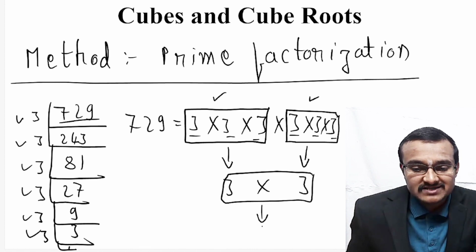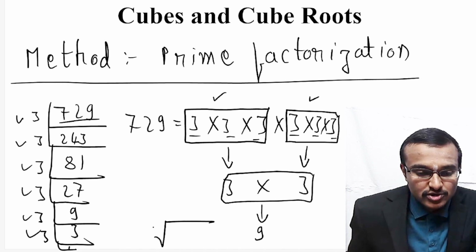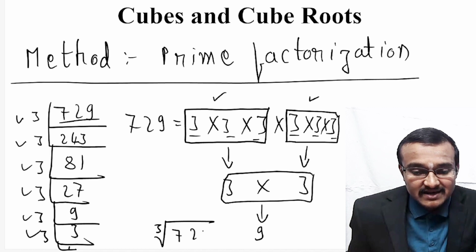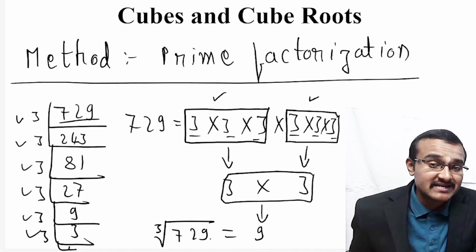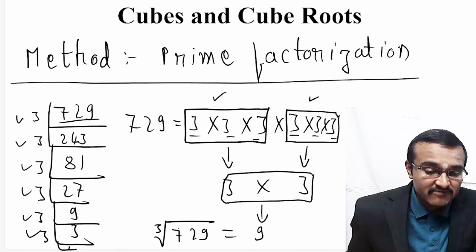So what is the answer when you multiply these two threes? You will get 9. That means the cube root of 729 is 9. So this is the symbol for cube root.